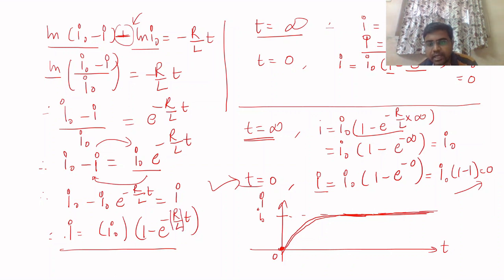And what information does it give us? So this is nothing but the time constant. This tau is nothing but L upon R. 63.2% of the value it will reach within this tau timing. Alright. So this is all about when you connect any series RL circuit with a DC source.